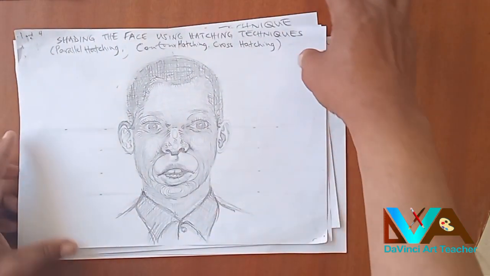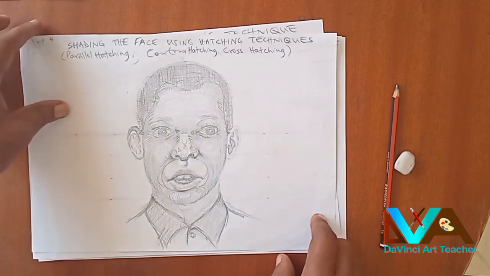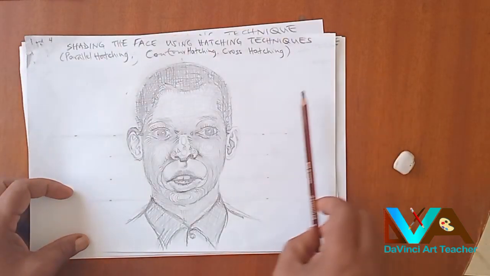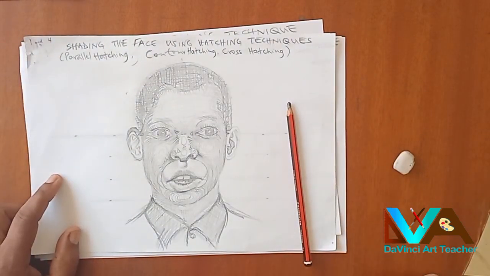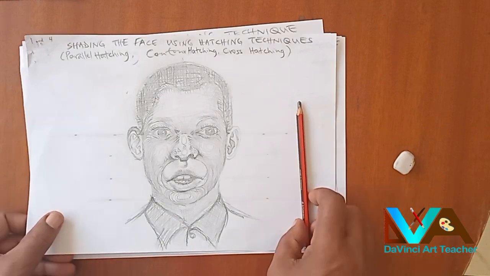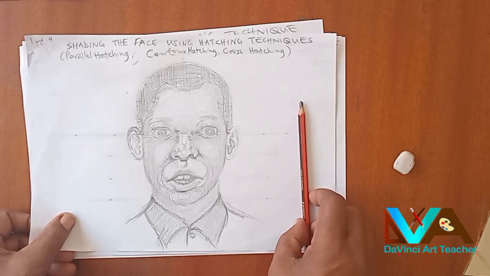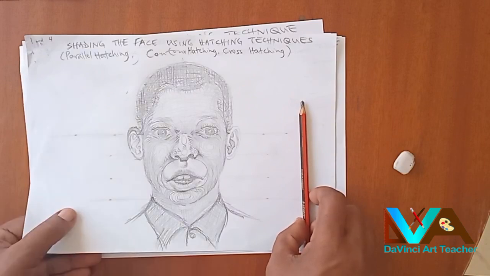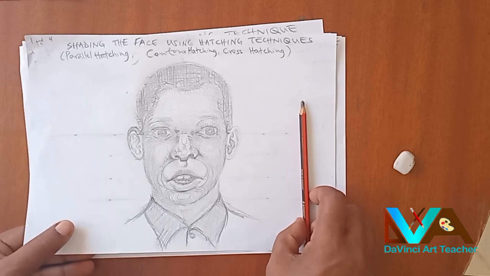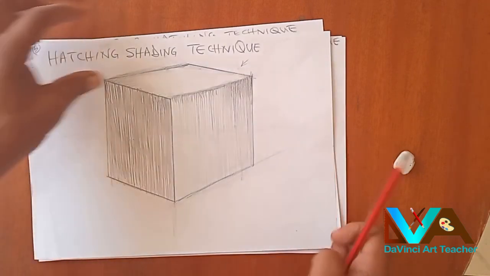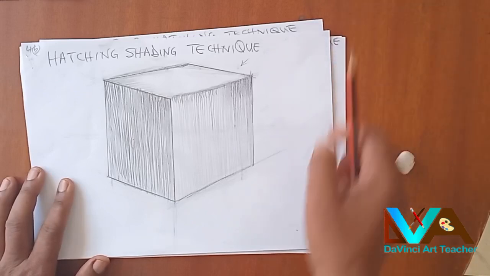Let's start today's lesson. We start with the objective of this lesson. By the end of the lesson, the learner is expected to learn how to draw the face using a combination of hatching techniques. I want to briefly summarize the types of hatching techniques that we shall use to draw the face. Let's remind ourselves about hatching technique.